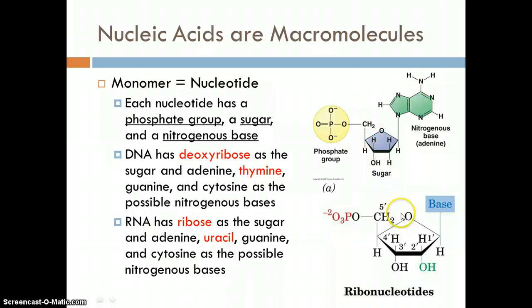The big difference between these sugars is if you look off this carbon, there's this OH, this hydroxide group, and if we look off this one right here, there's just an H. So deoxy means less oxygen. So we can see there's one less oxygen right there.